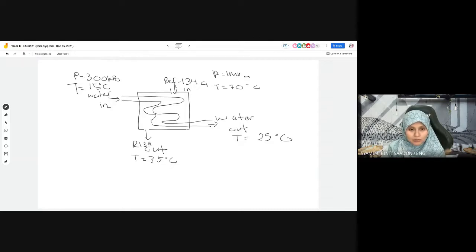So determine the mass flow rate of the cooling water required. We have the mass flow rate of the refrigerant, 6 kilograms per minute. You can change it into seconds. So we want to know the mass flow rate of cooling water required to cool down the refrigerant.